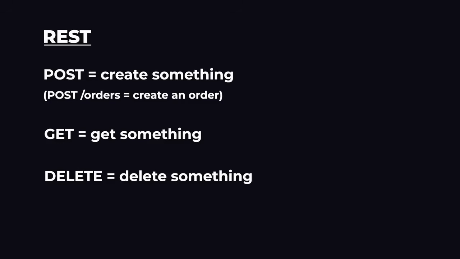So in REST, the type of request has a special meaning. Post means to create something, so post slash order means to create an order. Get means to get something. Delete means to delete something. So an API that uses the REST naming convention is called a REST API.